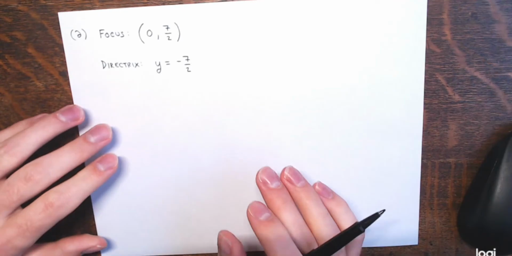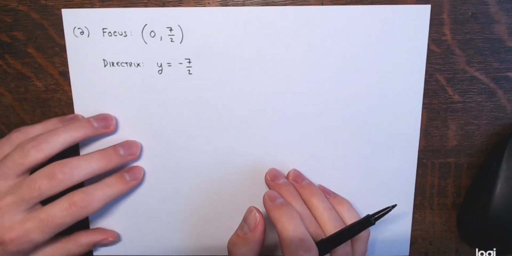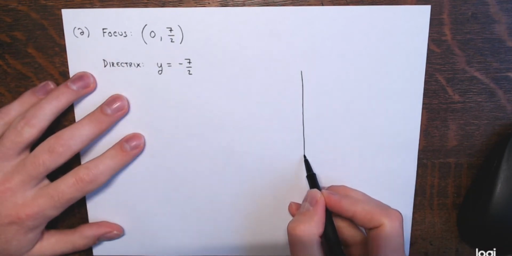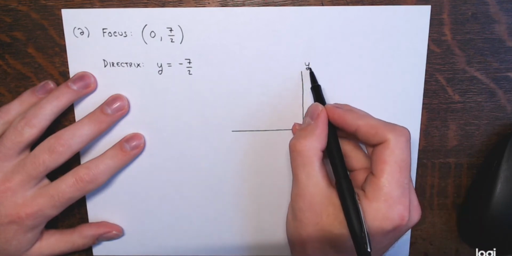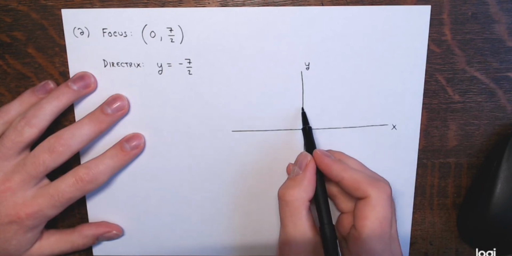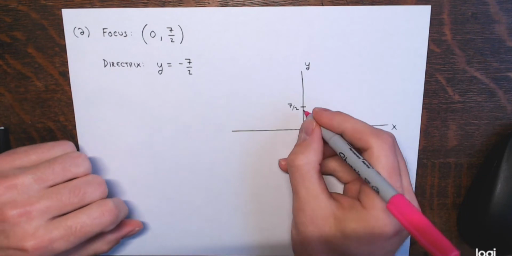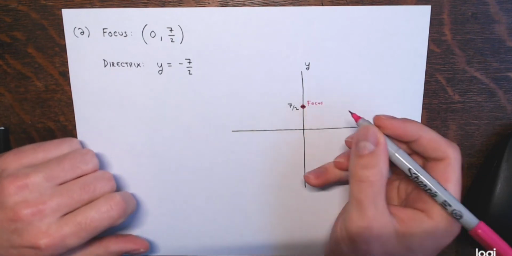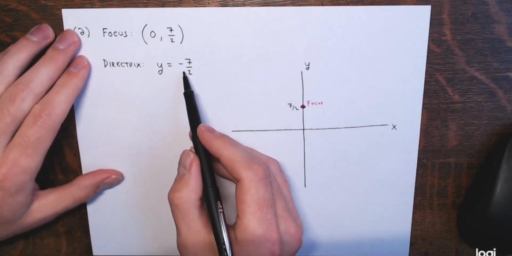Example 2, I'm once again given a focus and directrix. So the focus, and again I'll make a little drawing over here. The focus is at the point 0, 7/2, right? So let's say that's 7/2 on the y-axis. There's the focus. And the directrix is a horizontal line, y equals -7/2.